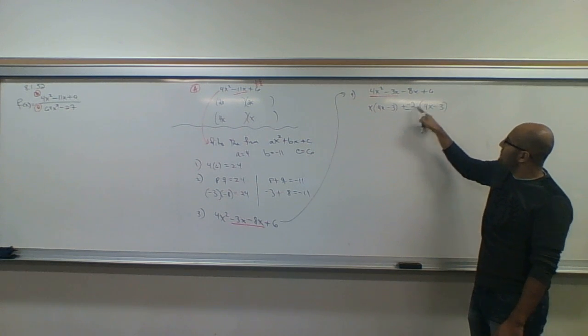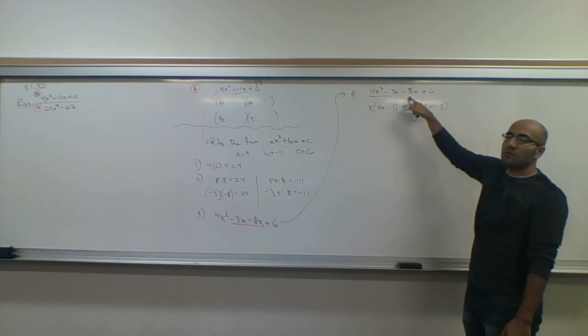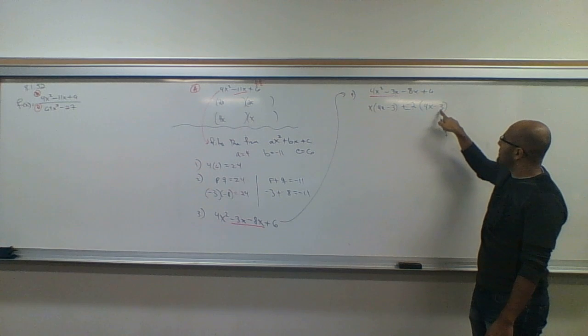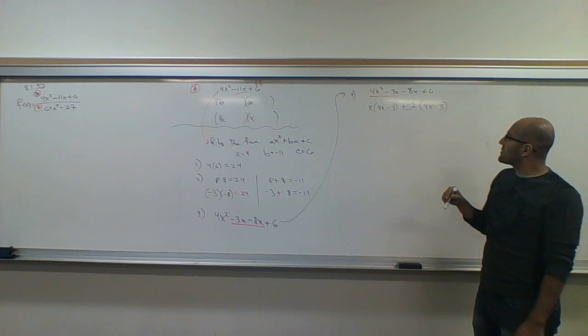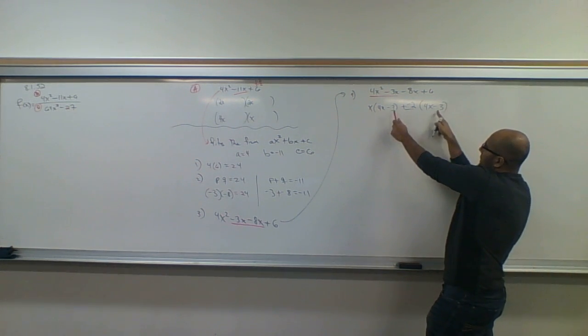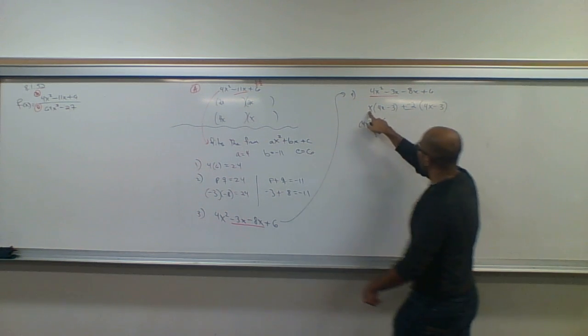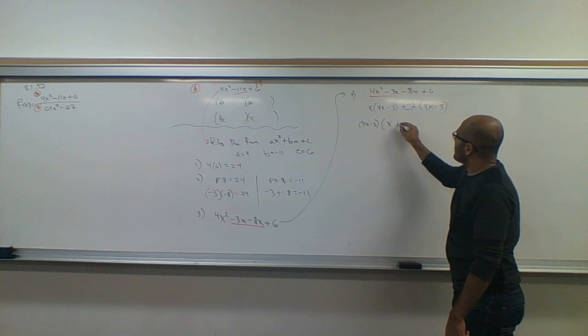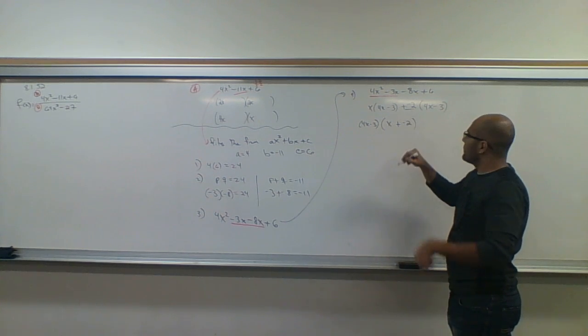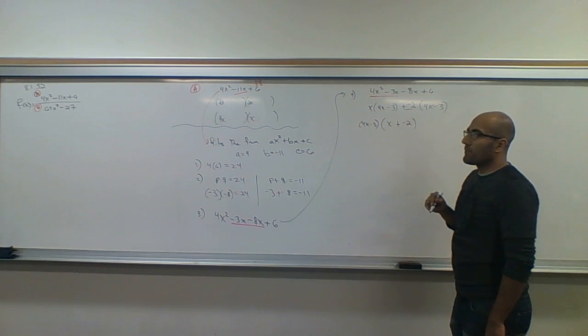-2 times positive 4x gives me -8x. -2 times -3 gives me positive 6. And now we factor out the common binomial of 4x minus 3, resulting in x plus -2, or just -2, either one. Okay, so that's how we factor the numerator.